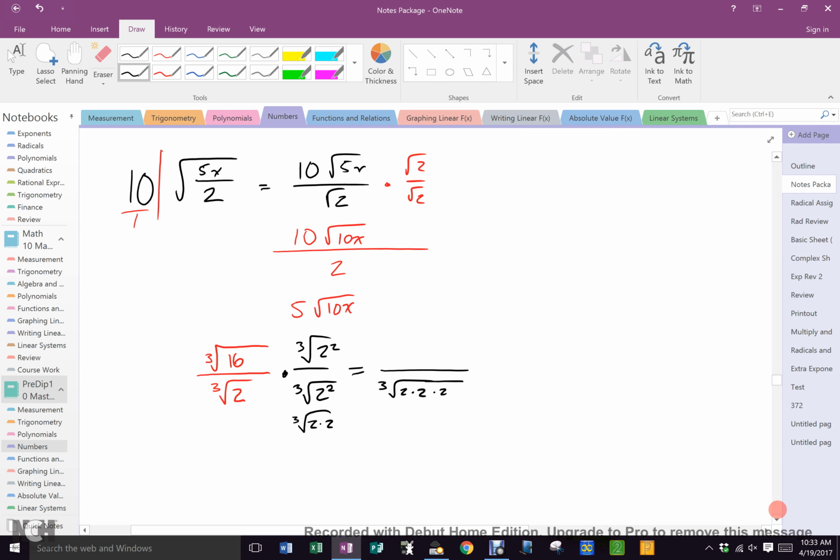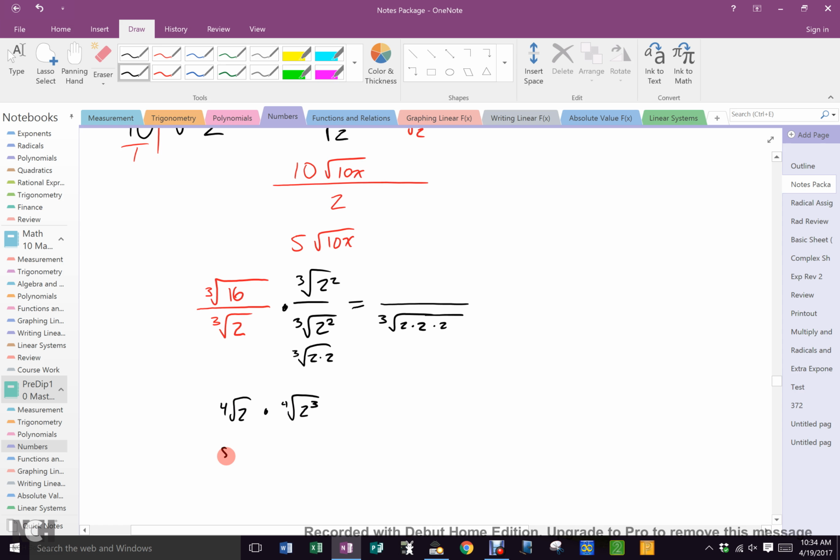So what would I do if I had a fourth root of 2? What would I have to multiply that by to get rid of it? How many 2's do I need under there? 4. I've got 1, so I would have to multiply by 2 cubed. What if I had the fifth root of 2? What would I have to multiply it by? 2 and the exponent 4. 2 to the 4th. 2 and 4 more. Everybody see it?